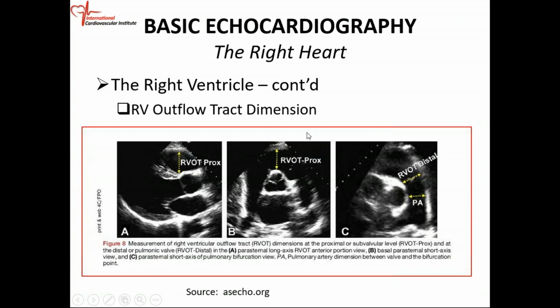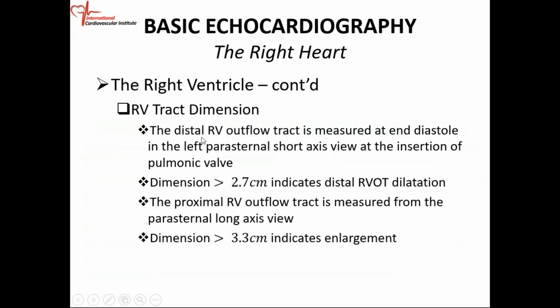Okay, so these are additional measurements to assess RV size. And so the distal dimension greater than 2.7 suggests you have RVOT dilatation, and then the proximal greater than 3.3 indicates RV dilatation.